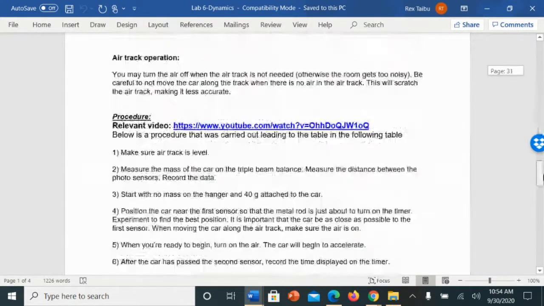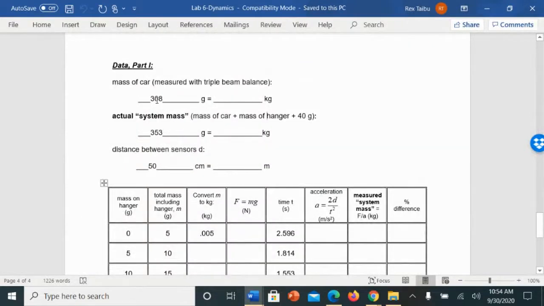What is that? Yeah, that's 308. So 308, that's capital M, and 40 grams will be the mass just added on the car just to be able to transfer it, because we can't break the car and transfer it. So we are going to have 308 plus the 40 grams added on that car, and then plus the mass on the hanger, all of which will be the actual system mass. So if we use a triple beam balance, we find that the total is 353.